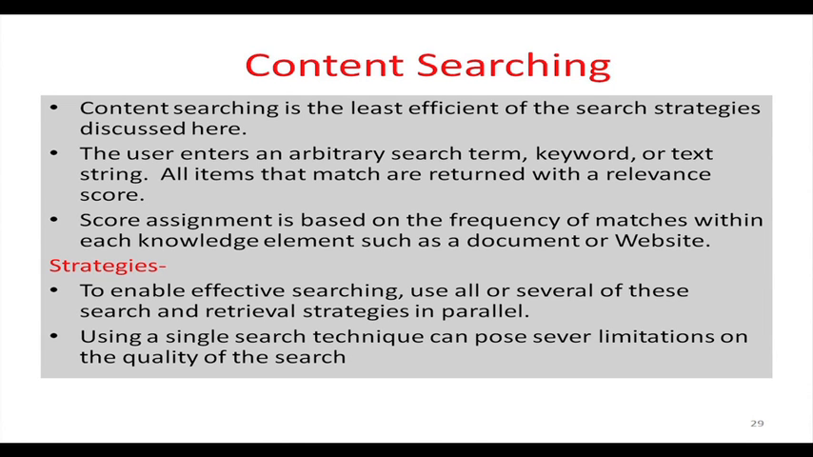Then content searching, which is basically the least efficient strategy. For example, any arbitrary keyword or term can be used to search, and then you get a lot of information, and then you see which one is matching with that. So, you adopt various strategies when it comes to searching.